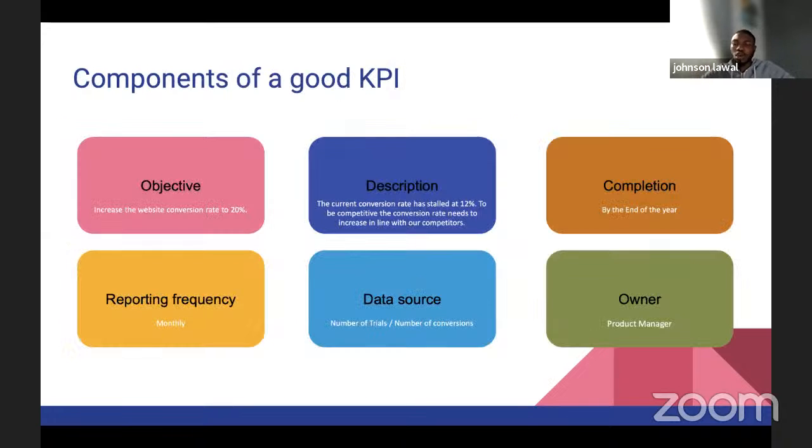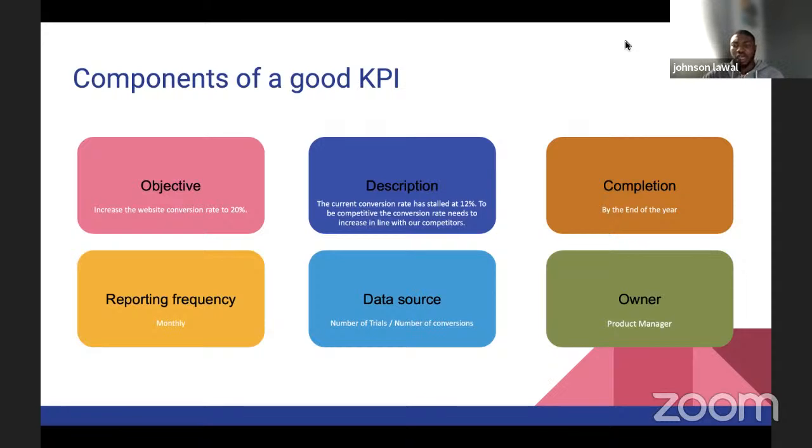Now, what are the components of a good KPI? Suppose you want to define this. Number one, make sure your KPI has an overall objective, and make sure the objective is numbered. I give an example here: suppose you have your website, the objective might be to increase the website conversion rate to 20%. Very clear objective. Number two, describe your objective in detail, because your objective is going to be shared among all the stakeholders and teams required to attain that objective. So describe your objective for the sake of other team members.